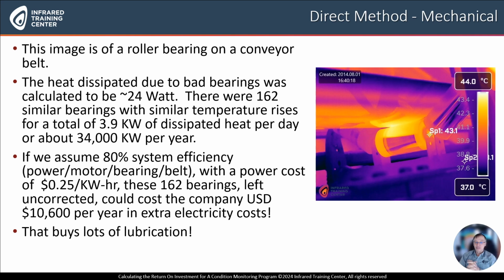And if we assume 80% efficiency for power, motor, bearing, and belt, and I don't know what the efficiency would be, that's probably pretty optimistic, and with a power cost of 25 cents a kilowatt hour, that's about $10,000 a year in extra electricity costs. So just by having a good lubrication program, that facility could save a substantial amount of money. And you can scale this up, you can scale this down, and there are numerous ways to calculate how much heat is dissipated in an individual component.